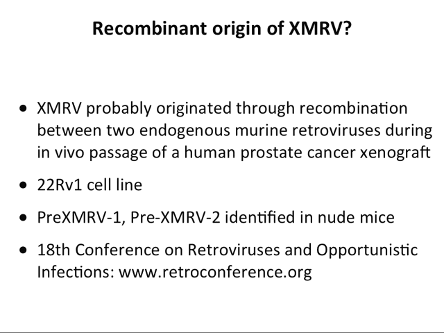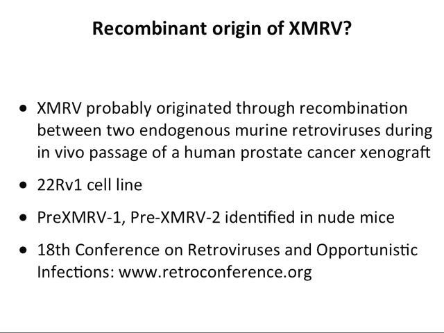And these two proviruses, the idea is they put the human prostate tumor into a nude mouse strain. It was then infected by the viruses in the mice, and then the two viruses recombined to produce XMRV. And you can actually do the recombination of these two sequences right in front of you. You could take the sequence and mix it up, and you produce exact XMRV from these two precursors. Okay, so is that clear? These are from mice. These are two precursors that recombined to produce XMRV.